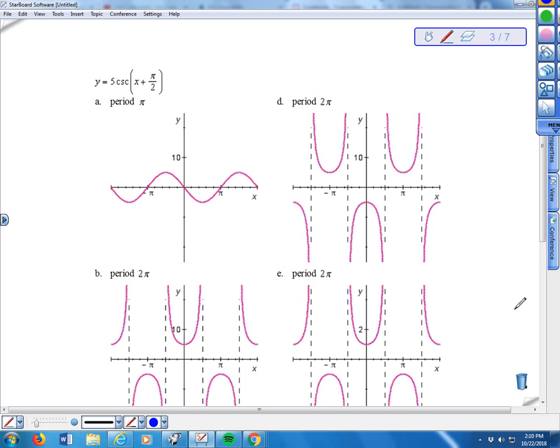This one's got an amplitude of 5, because it starts at 5, the bottom of the little parabola. This one looks like the amplitude is 1. So now I've got it narrowed down to this one or this one.